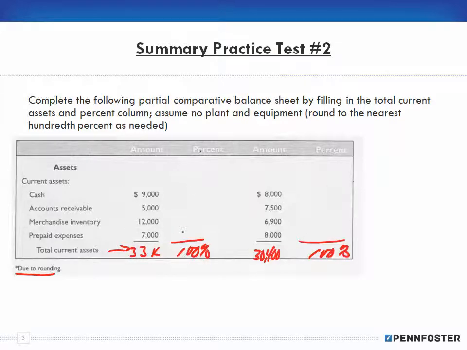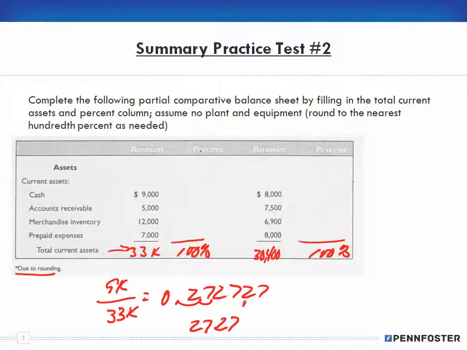And how are we figuring out our percents? Well, we're taking our 9,000 and dividing it by the 33,000. And when we do that, and again, this is all repetitive math, we end up with 0.272727. When I round it to the hundredth of a percent, I get 27.27, and the 2 means round down, so I end up with 27.27%.